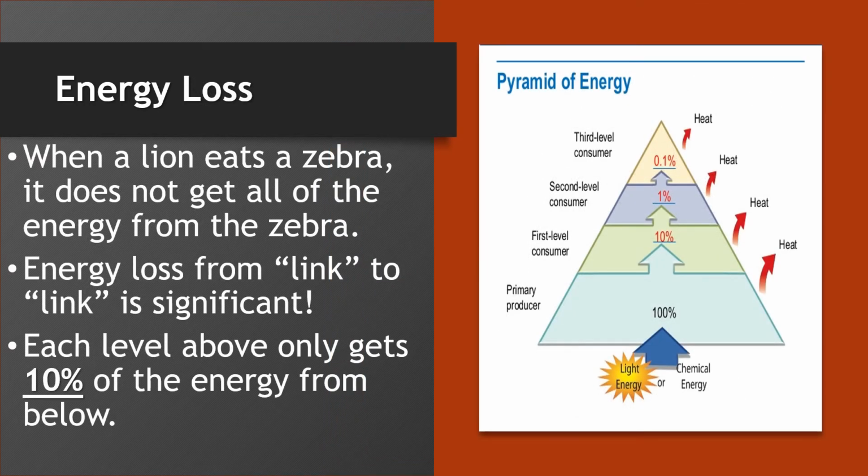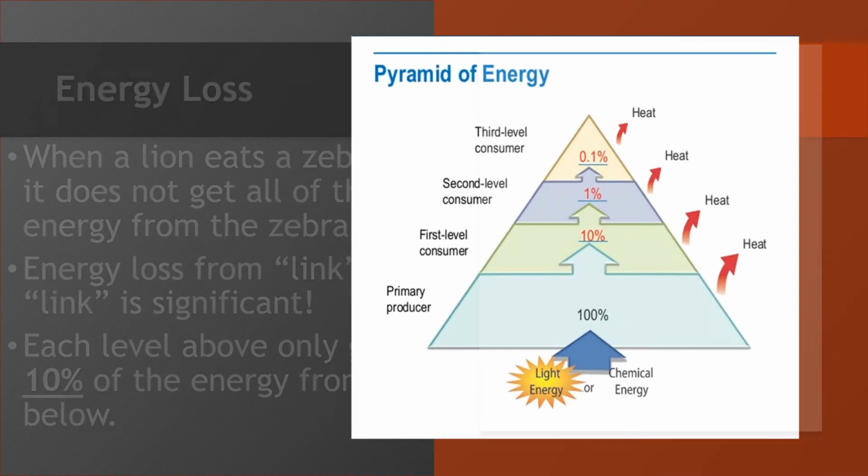Now, the reason for this energy loss is because, for example, when a lion eats a zebra, it does not get all of the energy from the zebra. Energy is lost from link to link, and it's fairly significant. Like I said, only getting 10%, 90% is going to be lost due to heat and other bodily functions.